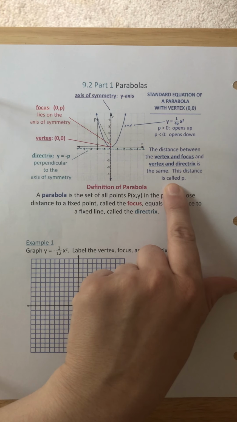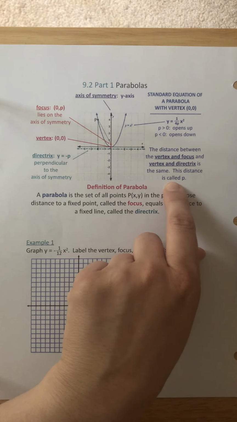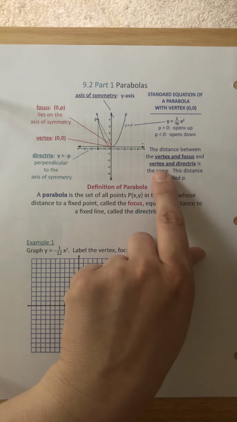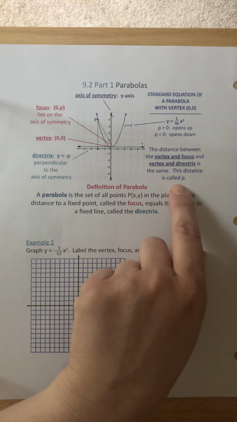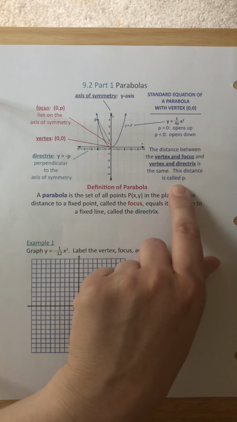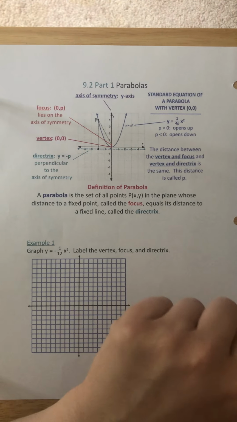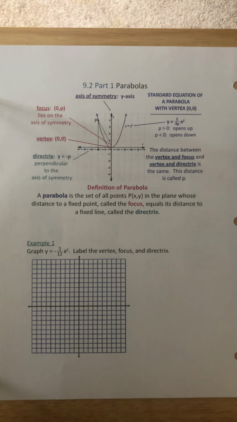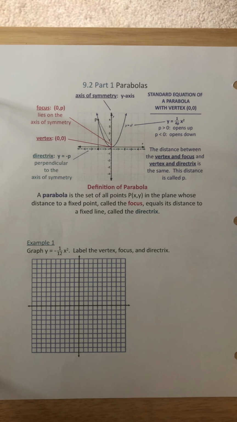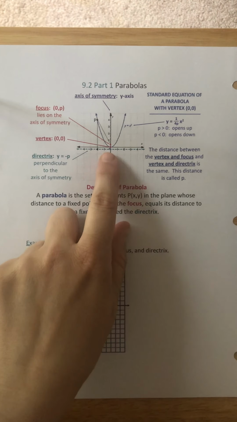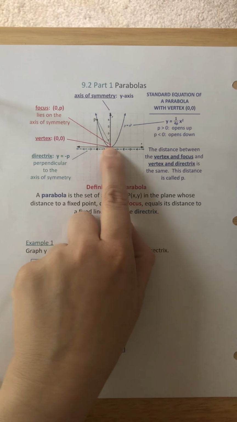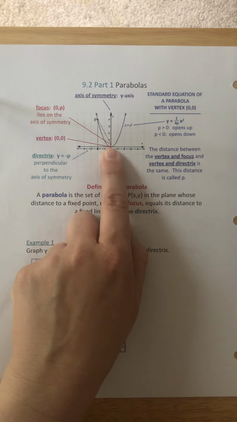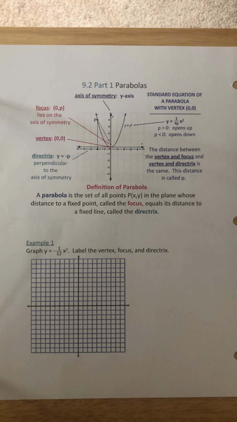It says that the distance between the vertex and the focus is P, and the distance between the vertex and the directrix is P. So that's some new vocabulary that we haven't talked about. So let's talk about what that is. Well, a focus is a point that your parabola opens around. So see this dot right here that looks like it's inside of the parabola? That is the focus. Your parabola is opening around the focus.